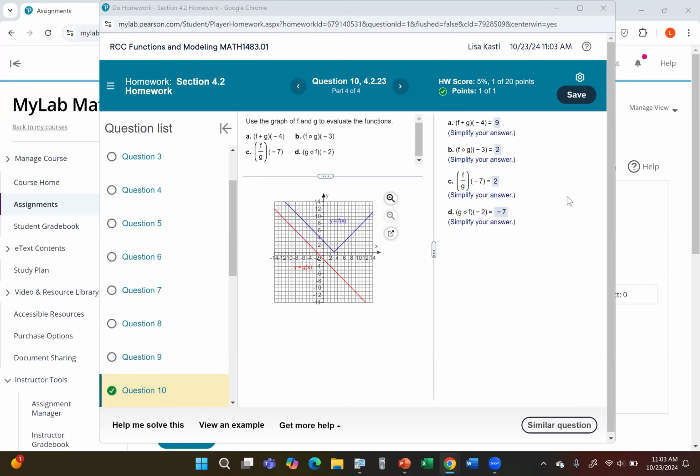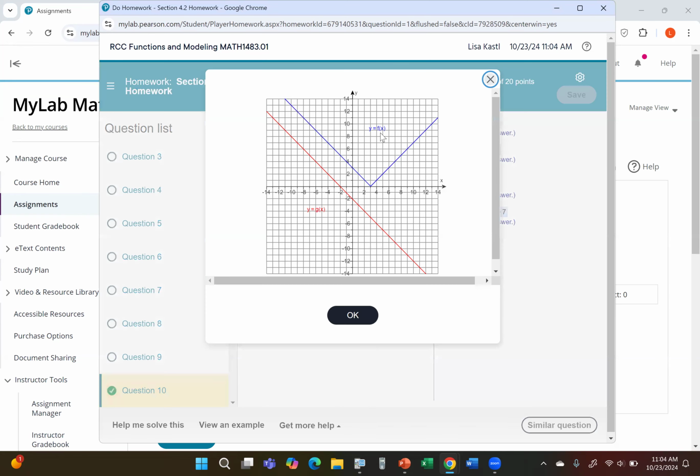All right, I had a question regarding problem 10 in the section 4.2 homework, which I thought was great because this particular problem really shows you the relationship when you're combining two functions together. So we have two functions, f, which is shown here in the blue graph. Let me go ahead and expand that out. So f is the blue graph and g is the red graph.